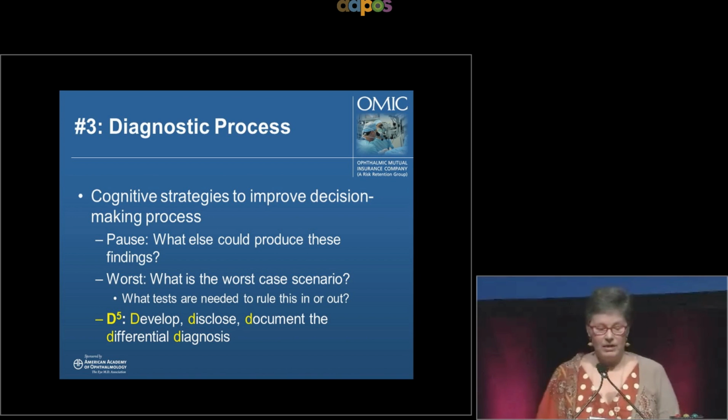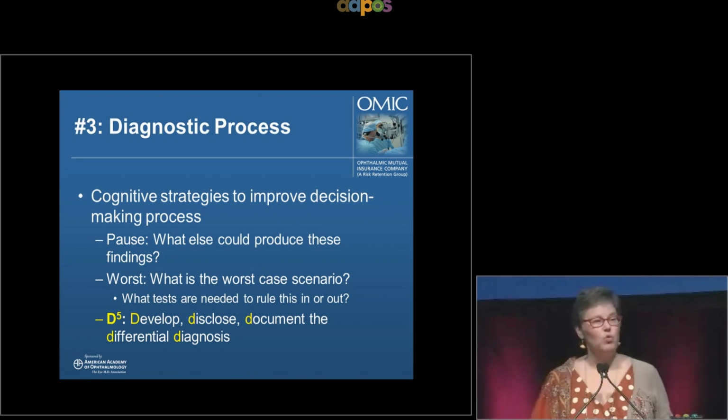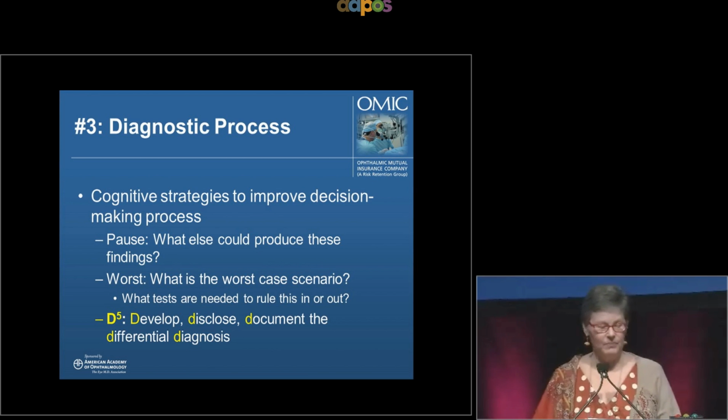So, cognitive strategies: pause and ask yourself what else could be producing this. This is going to prompt you to develop a differential diagnosis. And worst case scenario, if I'm wrong, what don't I want this to be? It's a great question to ask yourself. And then what do I need information-wise, testing-wise to rule this in or out? And then my clever D5: develop, disclose, document the differential diagnosis. I'll get T-shirts and pass them out next year.